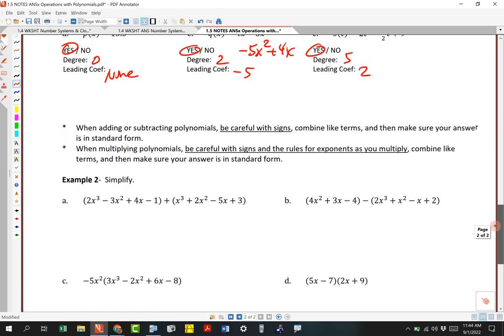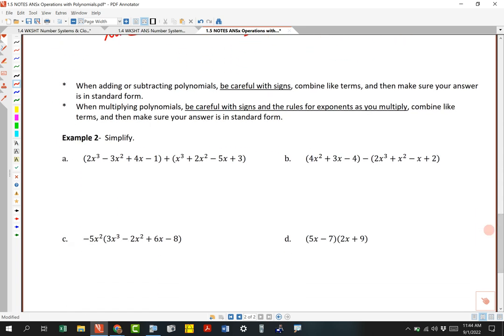Last little bit. All we're going to do now is some arithmetic with these. If you're adding or subtracting polynomials, first of all, be careful with signs. People make mistakes with this all the time. I make mistakes like that. So be careful with the signs. We're going to combine like terms, and then make sure that our answer is in standard form, because we want to be able to easily compare our answers. If you're multiplying, be careful with the signs and the rules for exponents. People forget those all the time. Combine the like terms. Make sure your answer's in standard form.